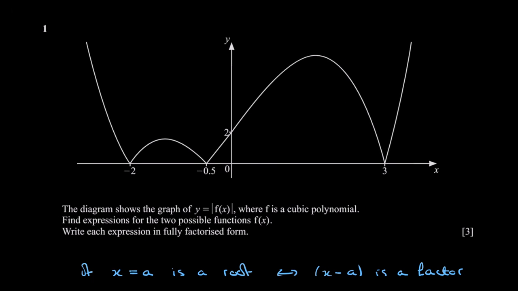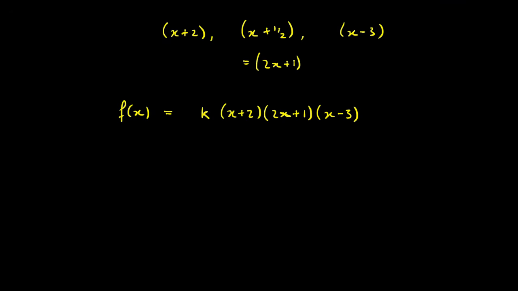Okay, and the constant we don't know yet, but what could we do? Well, we could find it out by using the y-intercept, right? Because when x is equal to 0, y is equal to 2. So if we substitute in here, 2 will equal k times 0 plus 2, which is 2, times 0 plus 1, which is 1, times 0 minus 3, which is minus 3. Okay, so we get 2 is equal to k times -6. And that would mean that k would be equal to -2 divided by 6, which is -1/3.